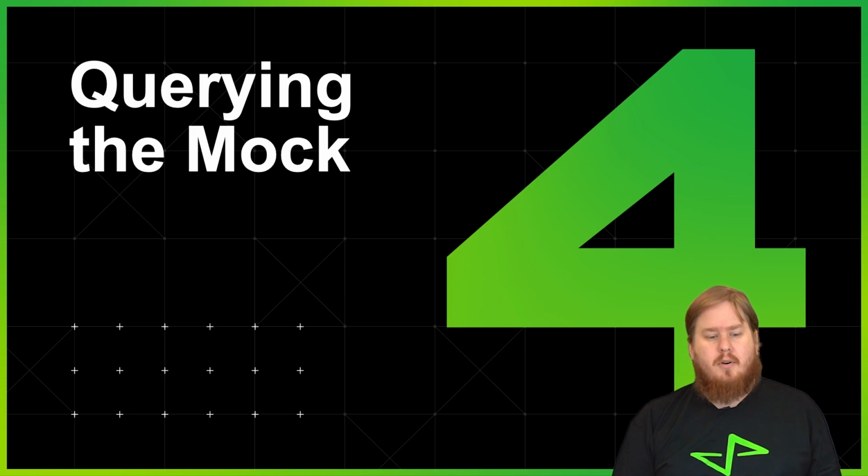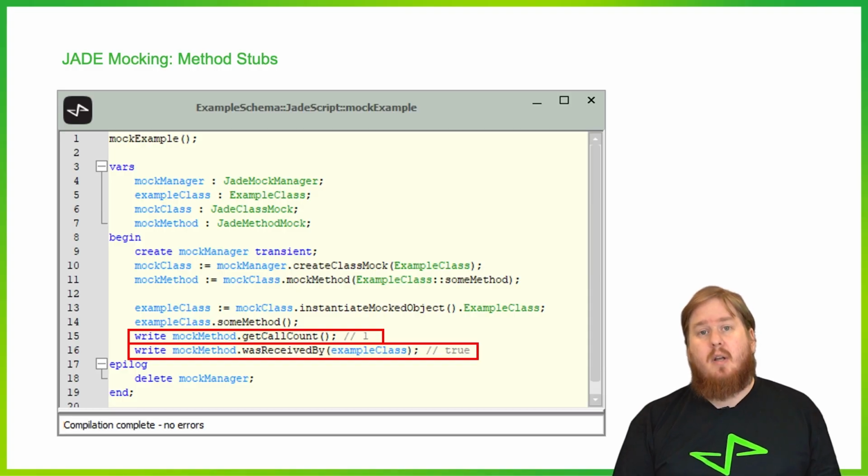Finally, querying the mock. There are heaps of methods that we can use to pull out useful information after we've done some mocking. For example, getCallCount tells us how many times a particular method mock was called, and was received by tells us whether that method mock was received by a particular object.